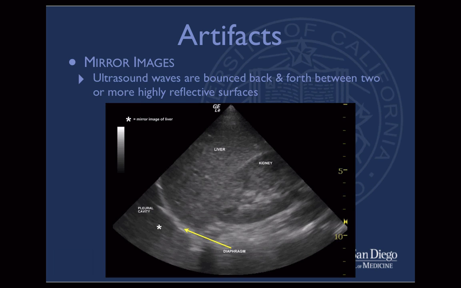Mirror image artifact occurs when the mirror image of a region is seen beyond a strong specular reflector. In the example image, a strong reflective surface shown is the diaphragm. Note the appearance of the liver below the diaphragm. Above the diaphragm, one would expect dirty shadows from air in the lungs. However, instead, we see a mirror image of the liver in this region due to the diaphragm's strong reflective properties.